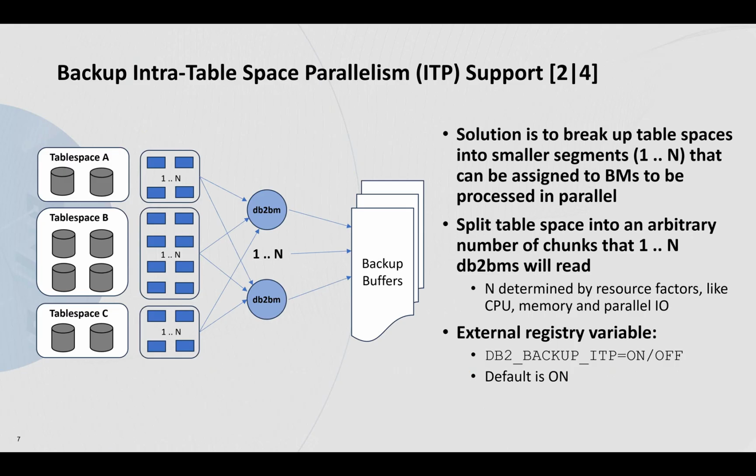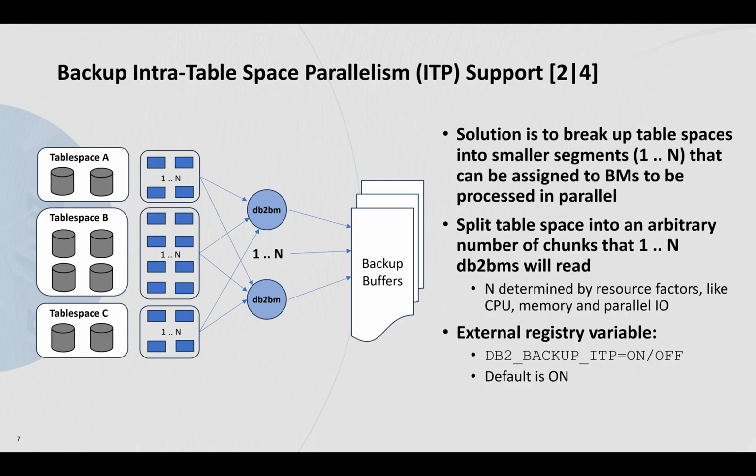Got it. Thank you. So in that case, when we have ITP enabled, is it better to have the larger util heap size allocated in the database? In general, the larger the util heap, the better.